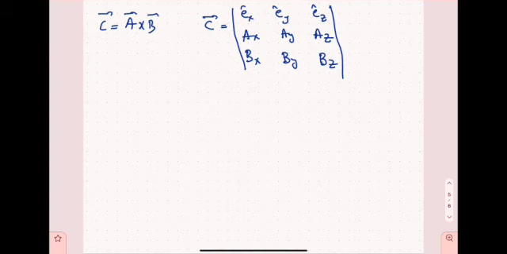I don't want to go too much into the calculation and the properties of determinants. This we will cover later. But for now, just know that if you want to calculate the cross product, you could also easily write this kind of determinant and vectors. And if you calculate this determinant, then you can easily calculate the C vector.